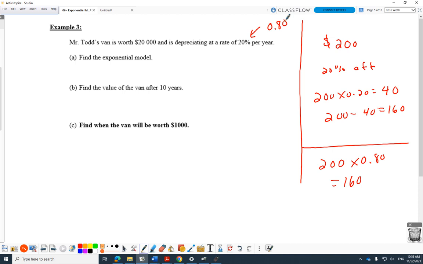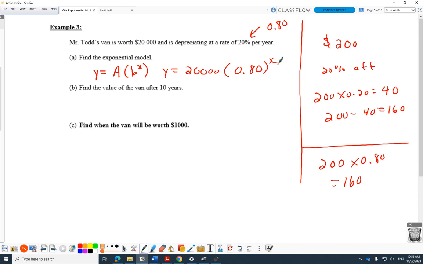So my exponential model is y equals, I almost wrote c a to the x because that's what's in my brain. But we've been doing a lot of a b to the x, and that's fine. So my exponential model here is y equals 20,000 times 0.80 to the x. Do I need the other 0 there? No, I don't, but it helps. It helps to go, oh, I want 80%. Mr. Todd's van will be worth 80% of what it was at the end of the year, 20% off.